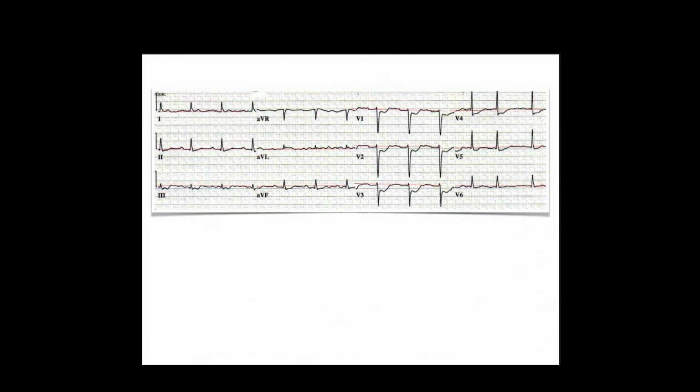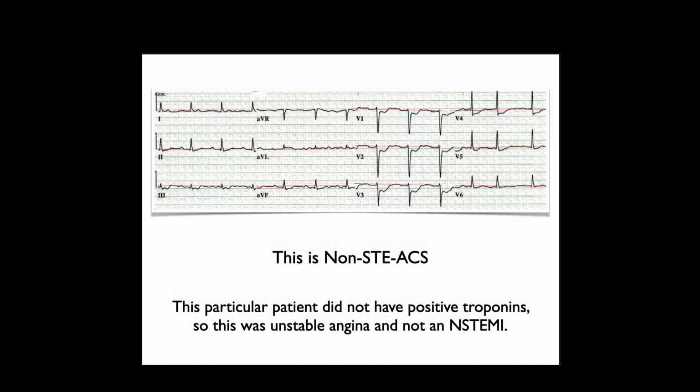And Grace, what about here? Can you see here ST elevation, ST depression? You have depression in 2, 3, AVF, V1, V2, V3, V4, V5, V6. So this particular patient did not have positive troponin, so this was unstable angina and not an NSTEMI.